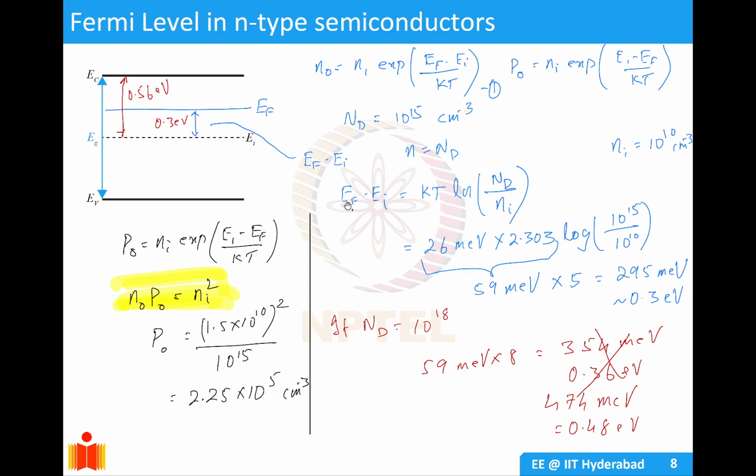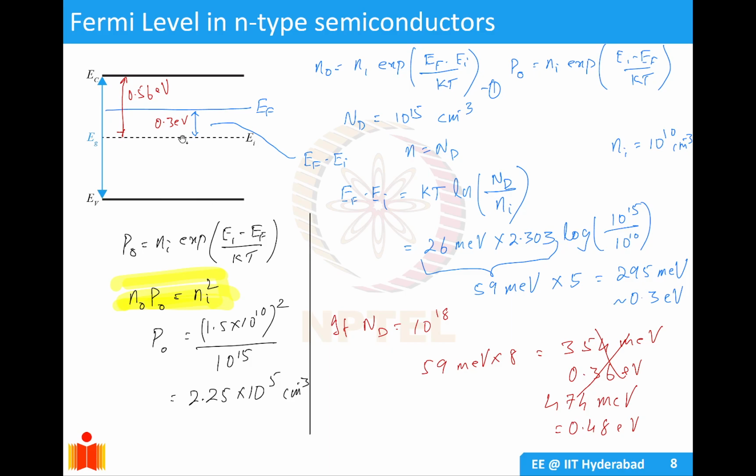From there, by rearranging the previous equation, you can calculate the Fermi level as Ef minus Ei equals kT ln Nd by Ni. For 300 Kelvin, I told you kT is taken as 25.9 milli electron volts, also known as 26 milli electron volts. Then ln you can convert to log, that is 2.303 log of 10 to the 15 by 10 to the 10, that is log 10 to the 5, that is 5. So you multiply it, you get around 0.3 eV.